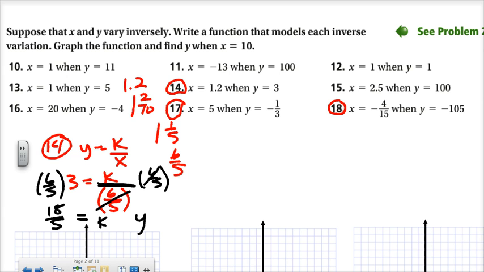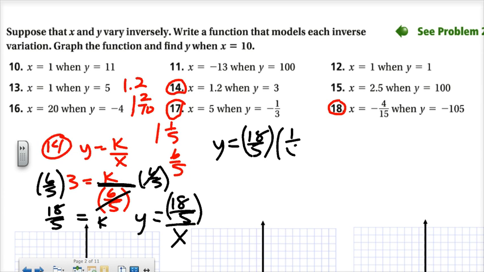So this will be y equals 18/5 over x, which again is not okay. So we're going to go ahead and make that look right here. So this will be 18/5 multiplied by the reciprocal 1 over x, which will be 18 over 5x for our model for number 14. Now, once we have the model, what we need to do here is graph it.